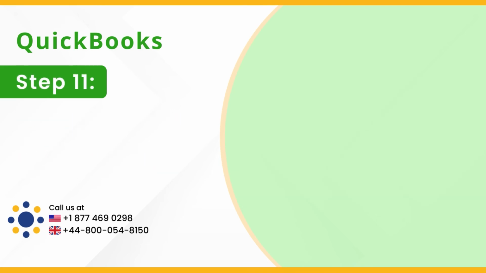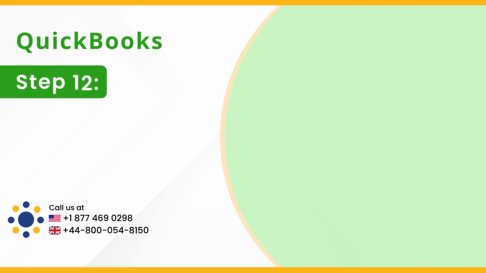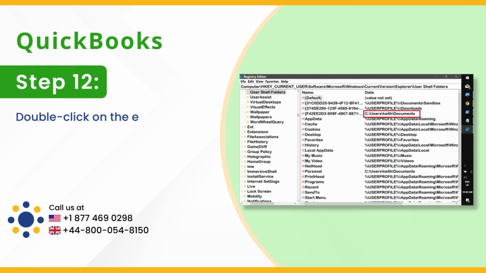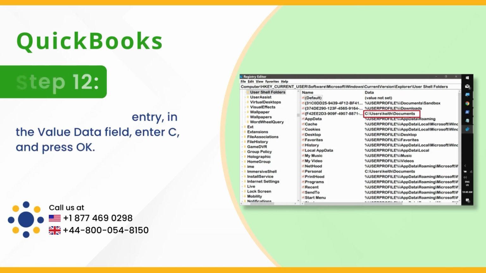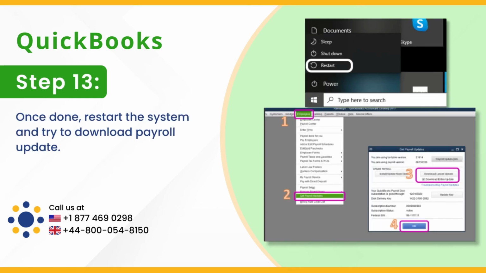Step 11. Now, look for the entry related to the drive for which you are facing the error. Step 12. Double-click on the entry, in the Value Data field enter C and press OK. Step 13. Once done, restart the system and try to download Payroll Update.